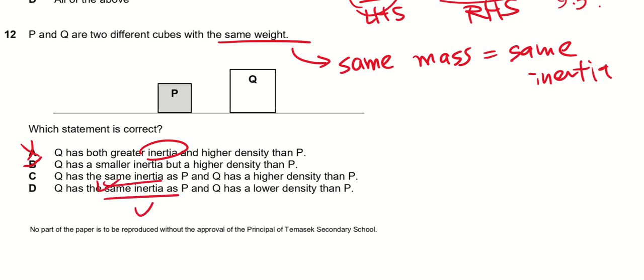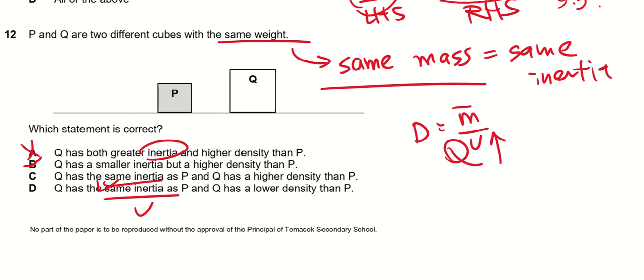How about density? Density equals to mass over volume. So same mass, same weight, right? So their mass is the same. But Q's volume is larger, right? Therefore, the density is lower. So Q has a lower density. So answer is D, 12D.